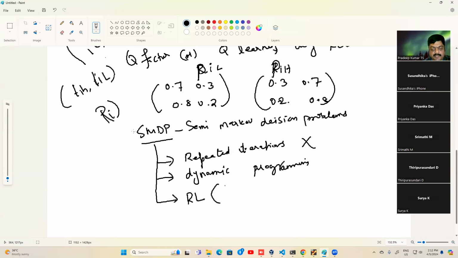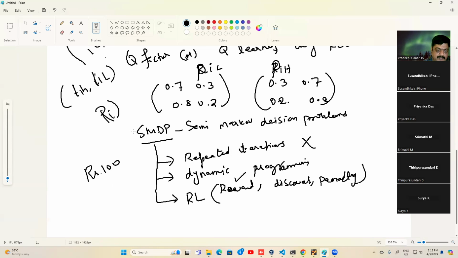So what happens here is we have a reward, then we have a discount, and we have a penalty. Reward means for every state transition, you get one reward. Discount means the reward we get after one instant of time won't hold the same value. Let's say today you have 100 rupees. Next month, the same 100 rupees won't be 100 rupees. Though if you keep it, the value of that will be 85 rupees only.